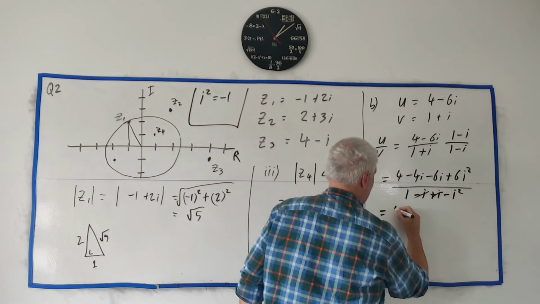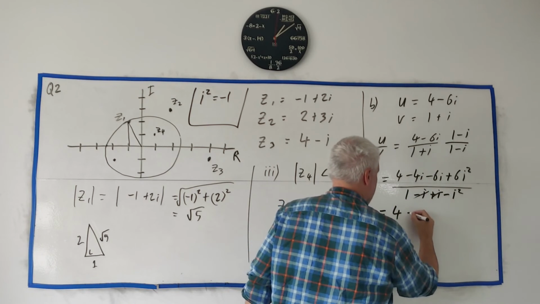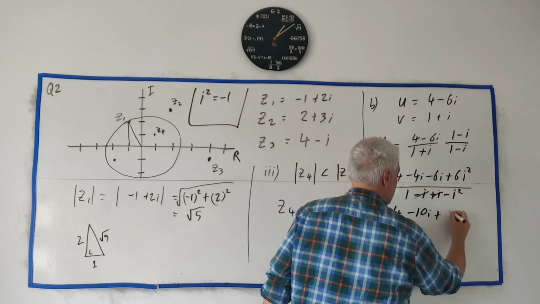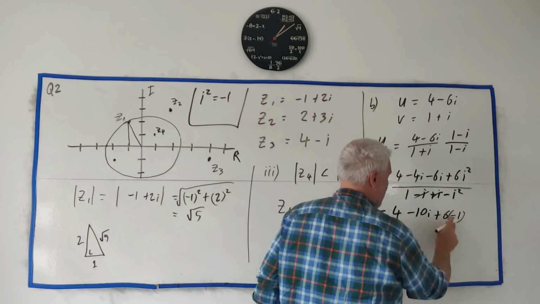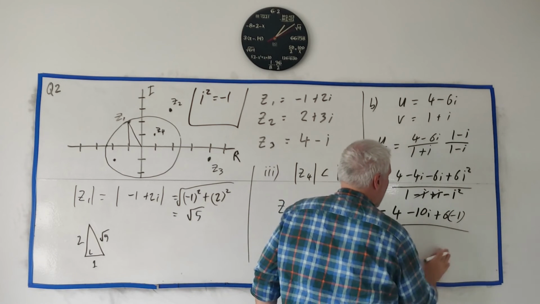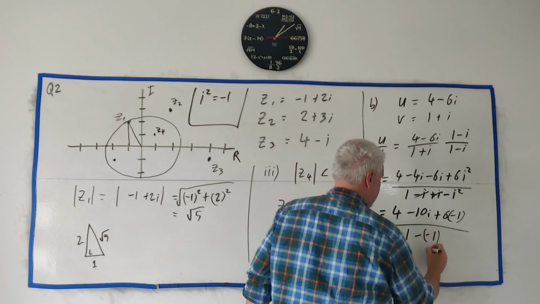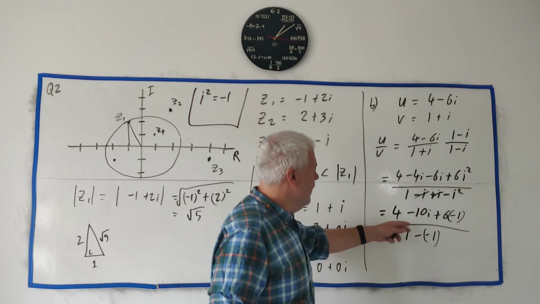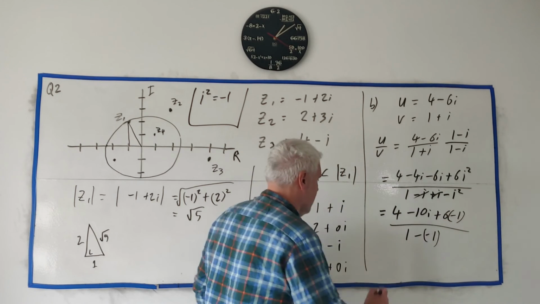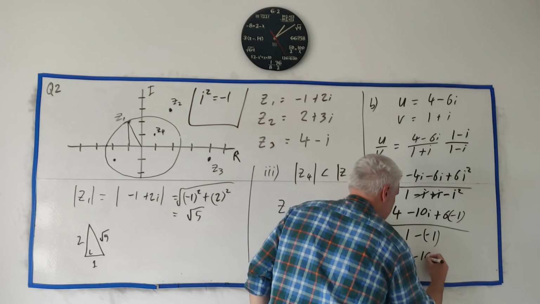So this top row becomes 4. Let's see, minus 4i minus another 6i is minus 10i. And we'll change this to plus 6 multiplied by minus 1. So that's minus 6 really. And the bottom row is 1 minus 1. Clean that up again. We get 4 minus 6, so the top row is minus 2 minus 10i.